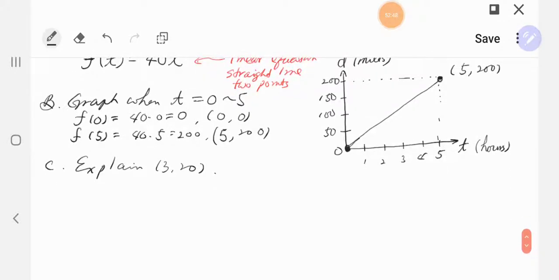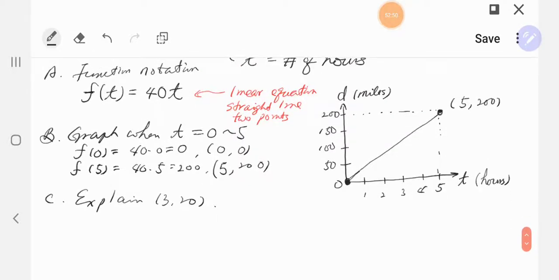Then let's explain the ordered pair 3 and 120. That means if the input value is 3, let's find the output. 40 times 3 is equal to 120. Sorry, the question is 120, so yes, this is correct. So when t is 3, 3 hours later, the total distance the car traveled will be 120 miles. Does it make sense?